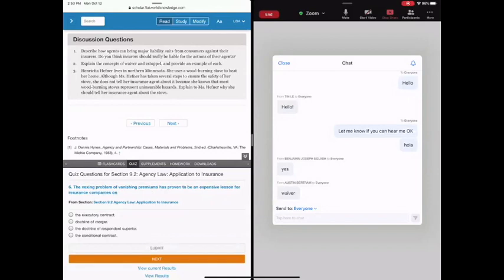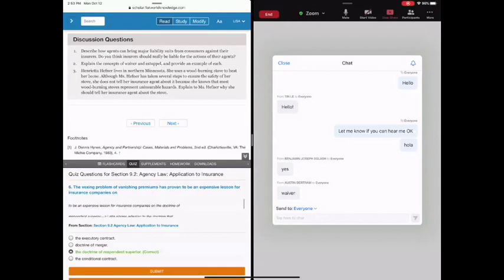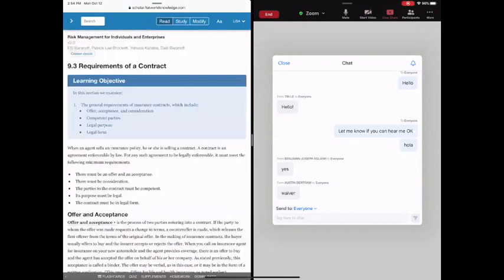We didn't talk tons about it, but the vexing problem of vanishing premiums has proven to be an expensive lesson for insurance companies on, and I'll just tell you which one it is, the doctrine of respondeat superior. It's essentially saying that the principal is responsible for the actions taken by the agent. So it's the downside of having an agency marketing system. There are lots of benefits to it, obviously. If it wasn't that helpful, we would have gotten rid of it, but it does create some issues for insurance companies.